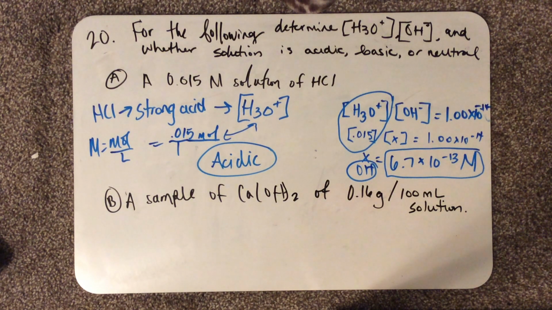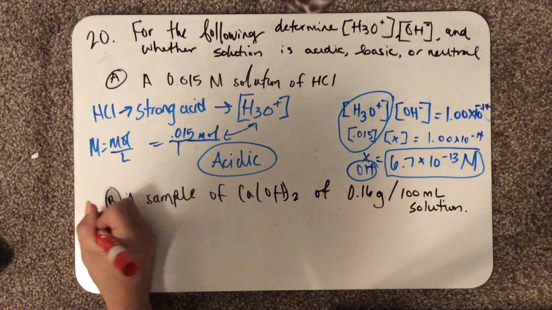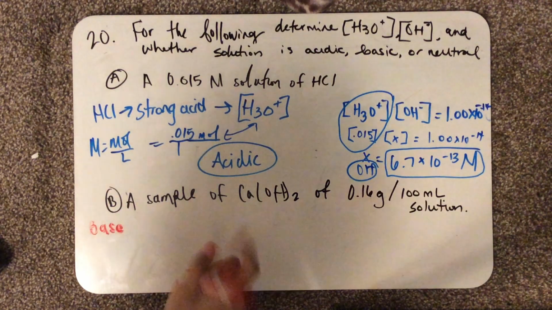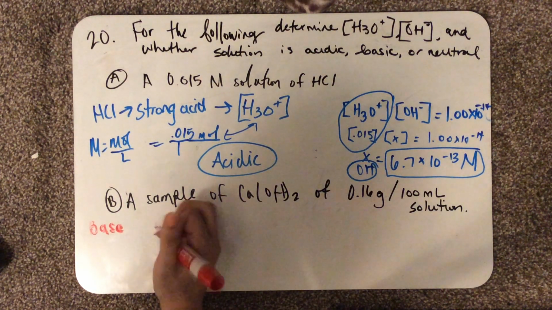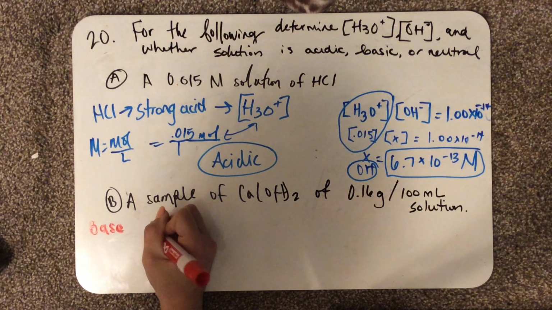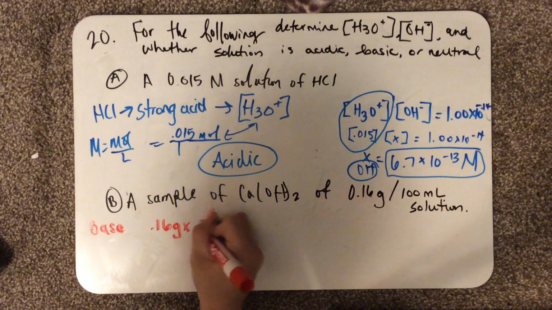Alright, number B here is like the hardest question on my practice exam, so if you missed it or are very, very confused, don't feel bad. So calcium hydroxide, it's got that hydroxide ion in it, so this is going to be our base. So we're given that concentration, kind of. We're given it in grams, so we need to get to moles.